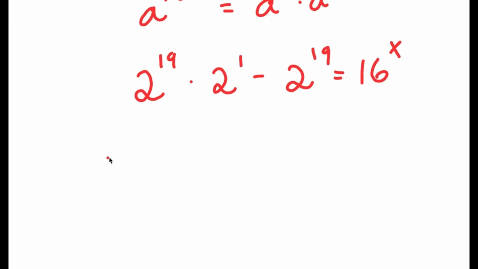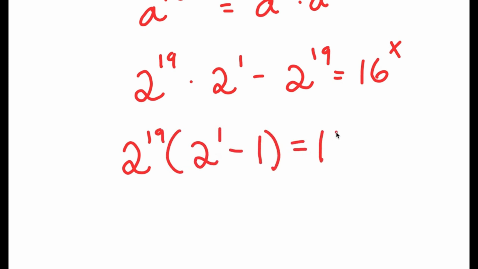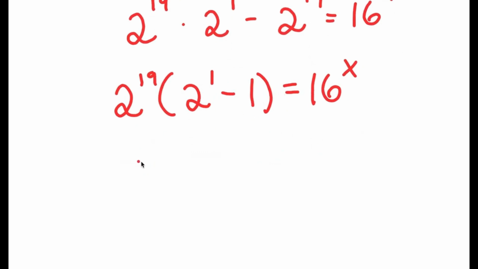Now from here, if I factor out 2 to the power of 19 from my left-hand side, I get 2 to the power of 19 times 2 to the power of 1 minus 1 is equal to 16 to the power of x. And 2 to the power of 1 minus 1, that's simply equal to 1. And anything times 1 is itself. So I have 2 to the power of 19 is equal to 16 to the power of x.